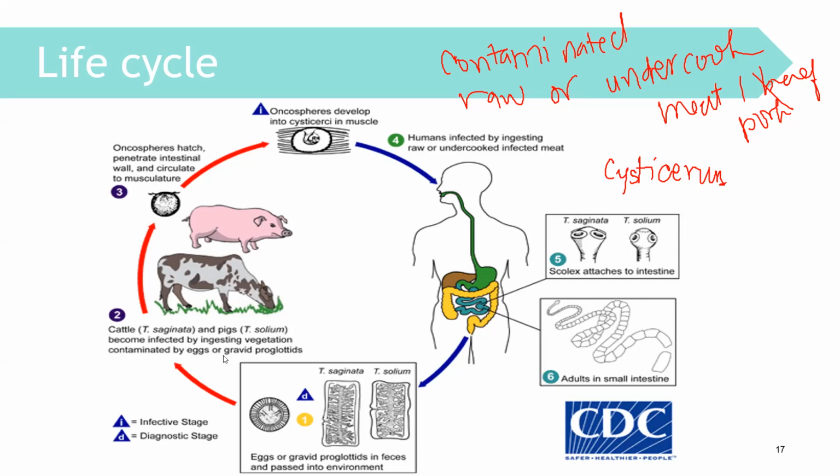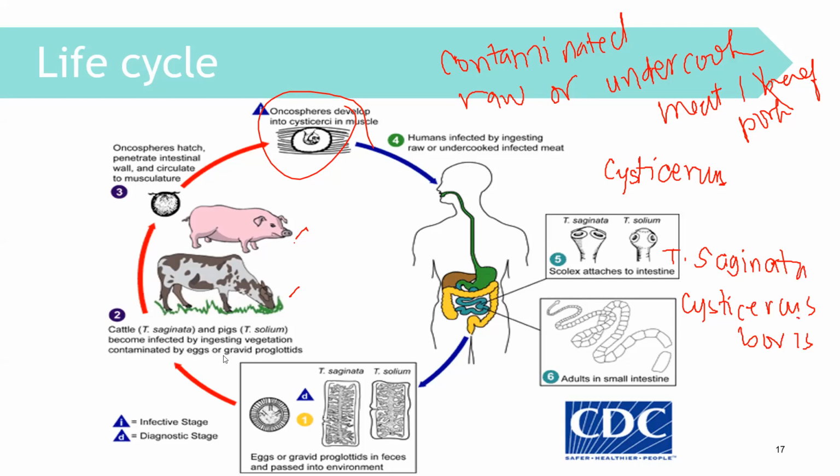Cysticercus. Cysticercus larva is the infective stage that is seen in the meat of either pig or cow. For T. saginata, specifically, we have Cysticercus bovis. I said bovine earlier, but it is bovis. Cysticercus bovis.